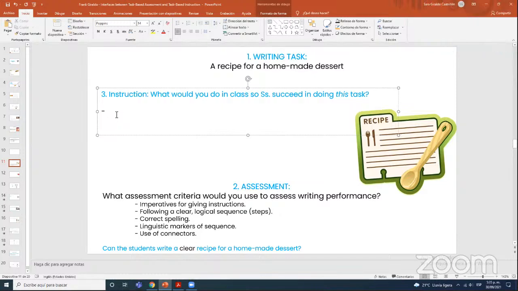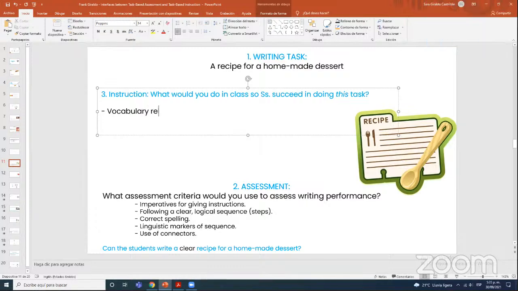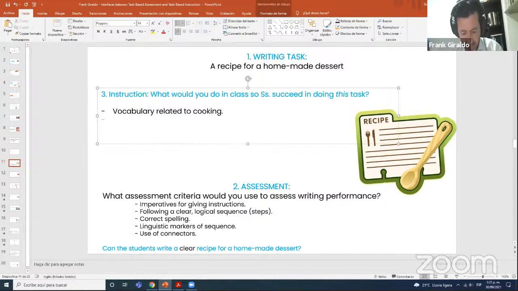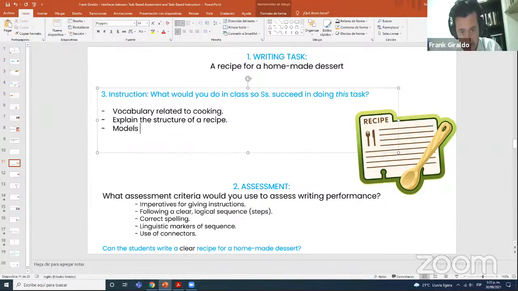Okay, we have one answer. Yes. I would teach them vocabulary about cooking. Vocabulary related to cooking. Explain the structure of the recipe. Okay, so explain the structure of a recipe. Okay, what else? Give plenty of examples. Okay. Models and examples of recipes. Let's leave it like that. Those are wonderful ideas, group.